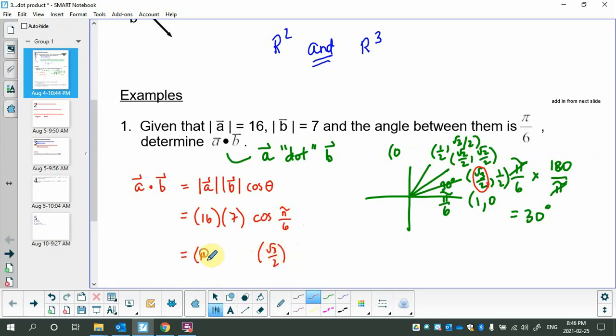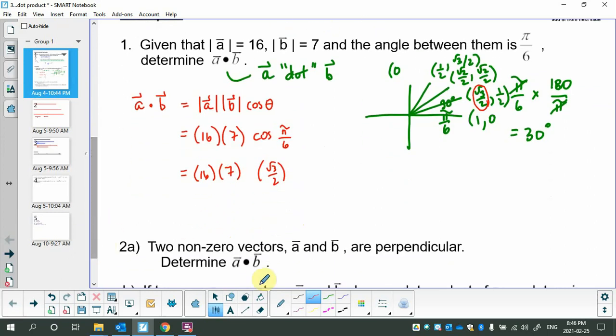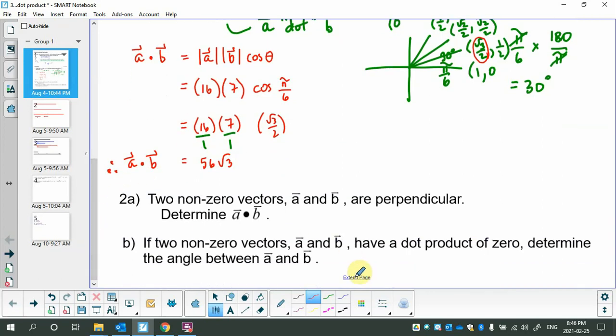And I'm going to keep 16 as 16 and 7 as 7, over 1 over 1. If you prefer, 16 divided by 2 is 8 times 7 is 56 root 3, and that is the dot product, which at this point for you is a calculation that is meaningless. Okay, so the next questions.